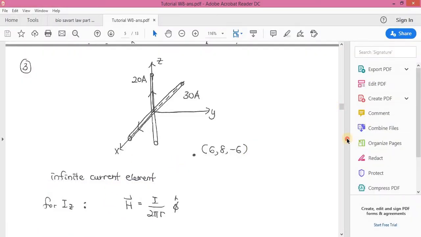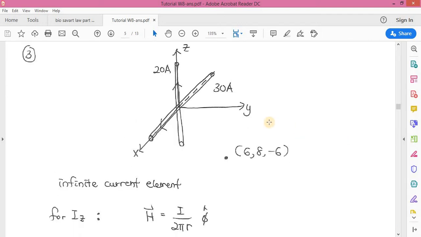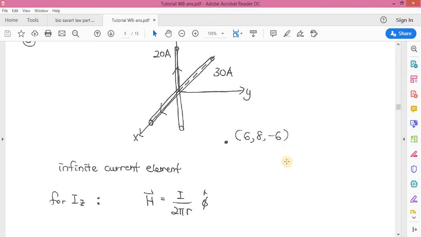First of all, you need to draw this current filament out. So this is your current filament. This is the current filament in the positive Z direction, and the current filament in the positive X direction. These are their magnitudes. You label it, and this is the position P, at 6, 8, -6, where you need to find the magnetic field.